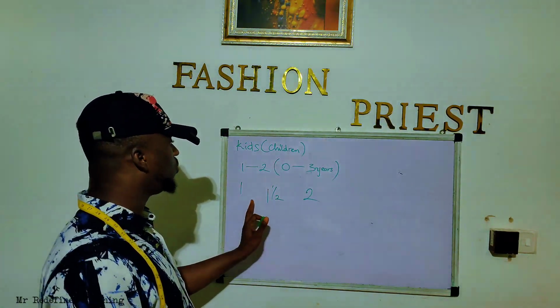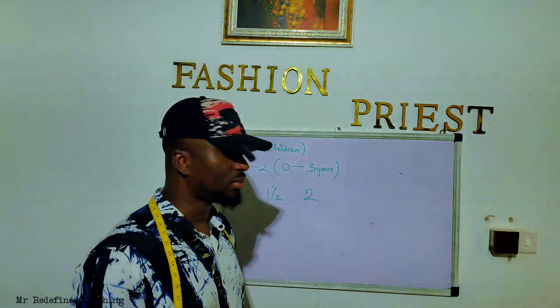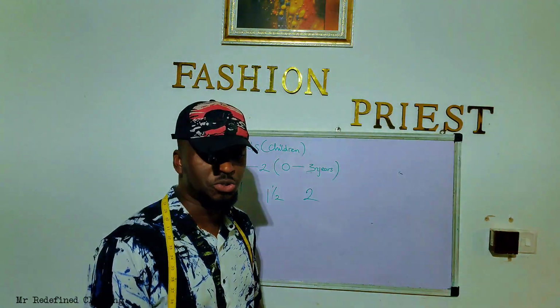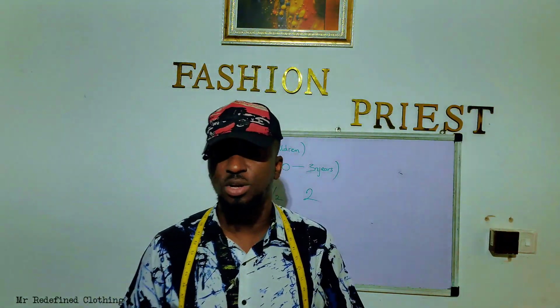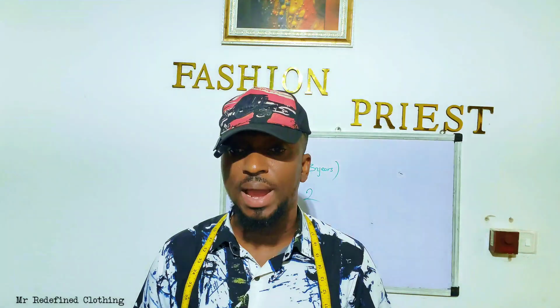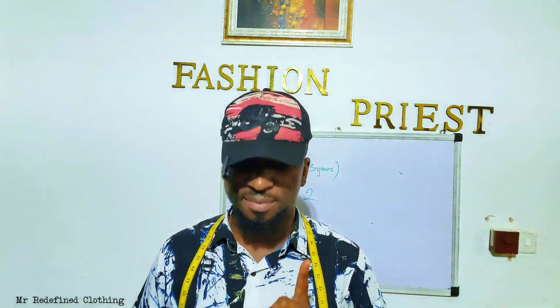Now, why should you be mindful of this slanting and drafting? The reason why you should be mindful of this is because when you don't mind how many inches you slant, the clothes tend to go off proportion. Because if you use the adult size of slanting to slant for children, it will not come out fine. It can never come out fine.